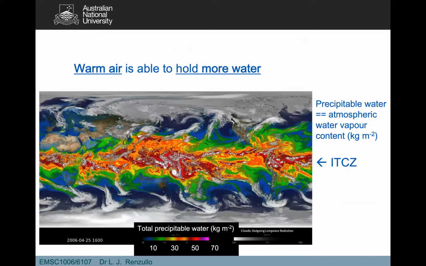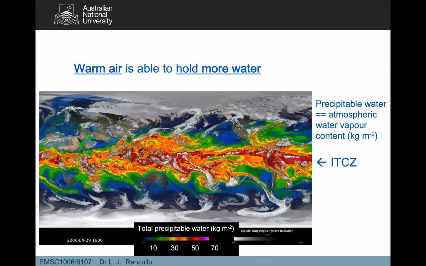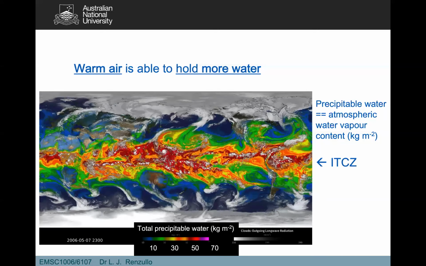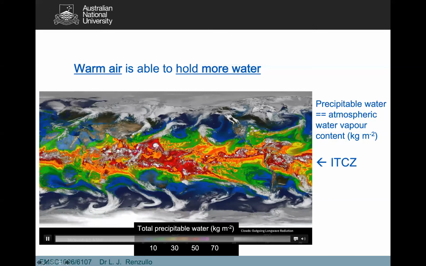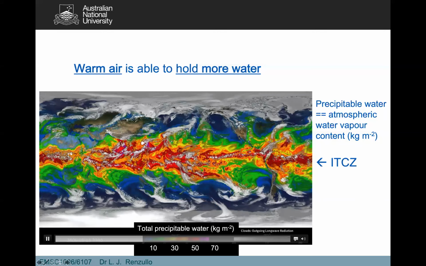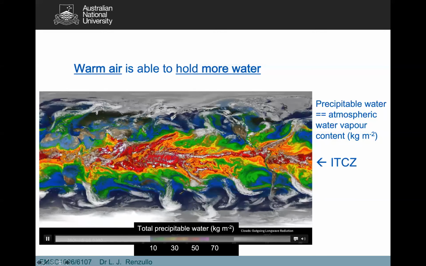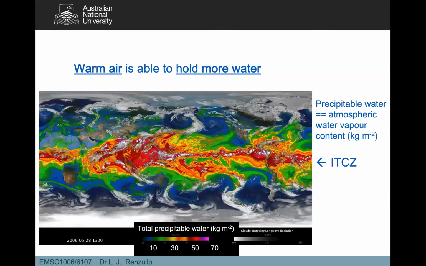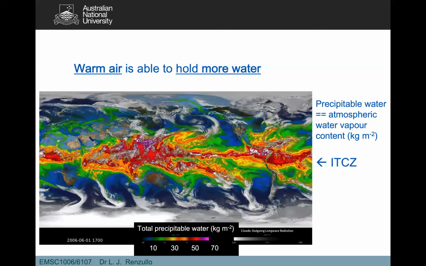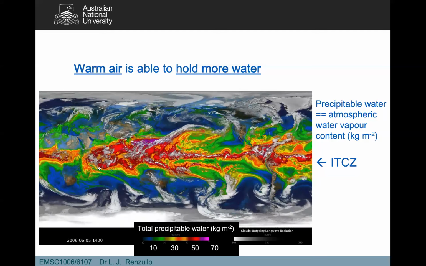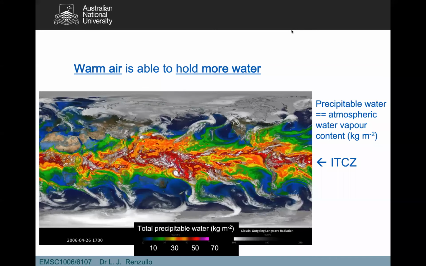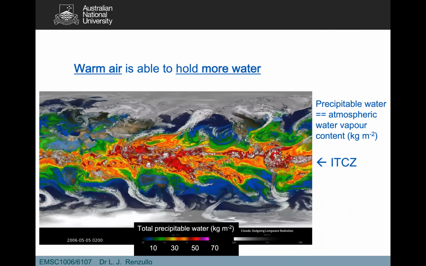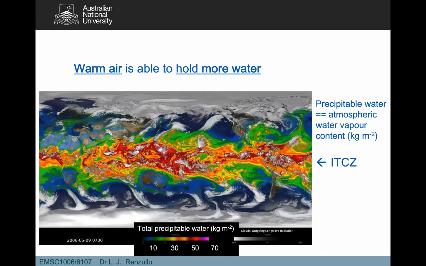So here we have an animation of modeled and observed moisture in the atmosphere, what we call precipitable water. It's the amount of water vapor content in a column of atmosphere. And what you can see here in those red colors is a high concentration around the equator. And as you move away from the equator, those greens into blues colors, the moisture content of the atmosphere is decreasing. So the heating band moves north and south, and with it moves the moisture up and down. So a lot more moisture is available to make rainfall in the tropics.